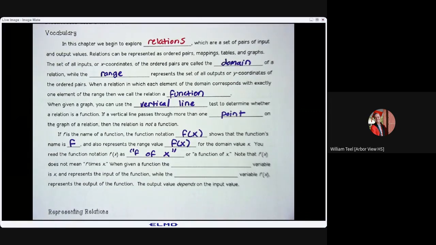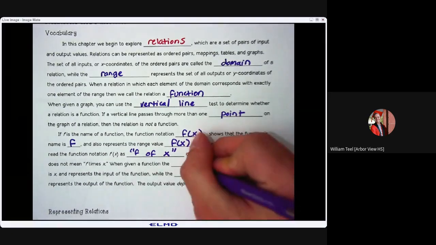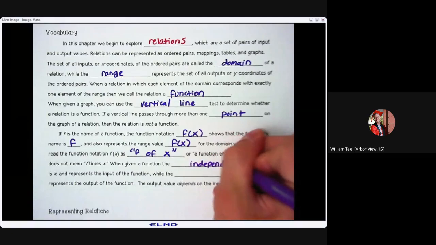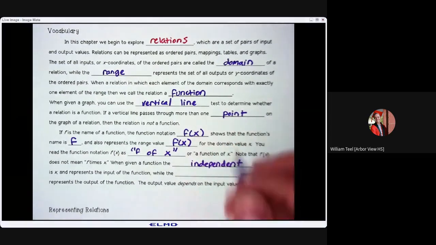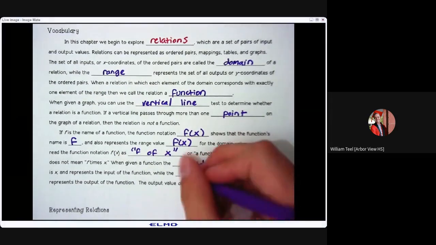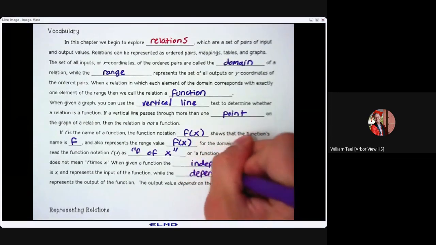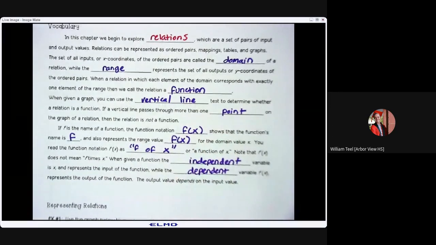Now, when given a function, the independent variable is x. On the other hand, the dependent variable f of x represents the output of the function. So whatever we plug in for x is going to determine what our output is. That means the variable f of x is the dependent variable. The output value depends on the input value. Again, that is why we call it dependent.